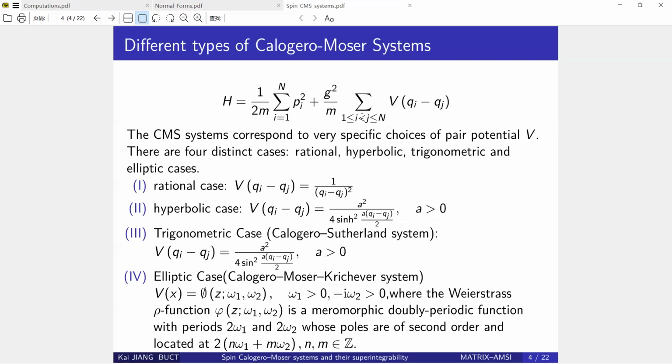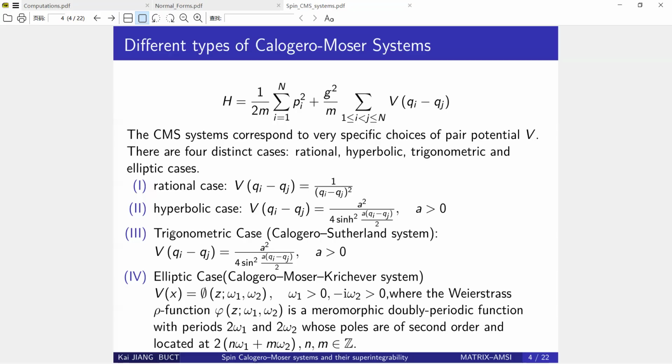Basically, there are four types of Calogero systems. We call them the rational one, the hyperbolic one, the trigonometric one, and the elliptic case. The simplest one, with a second order pole in the potential function, looks like this. That's the easiest one, and we call it the rational case. In the hyperbolic case, the denominator is the hyperbolic sine squared. Here a is a constant, and you can consider it as 1.